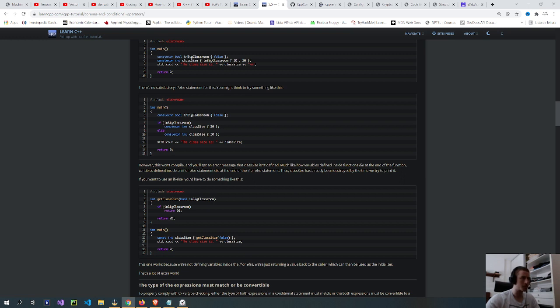Much like how variables defined inside functions die at the end of the function, variables defined inside an if or else statement die at the end of the if or else statement. Thus, class size has already been destroyed by the time we try to print it. If you want to use an if-else, you'd have to do something like this.